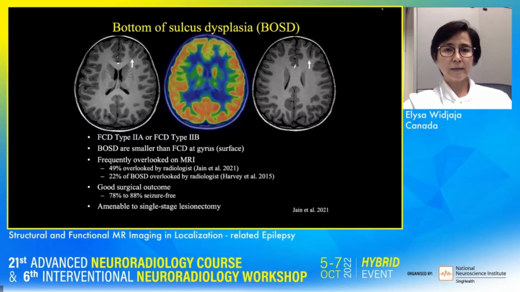It is important to identify bottom of sulcus dysplasia as these patients generally have good seizure-free surgical outcome after resection. Seizure freedom following resection of BOSD has been reported somewhere in the order of 80 to 90%, whereas with other subtypes of focal cortical dysplasia, it varies between 60 to 70% seizure freedom rate.